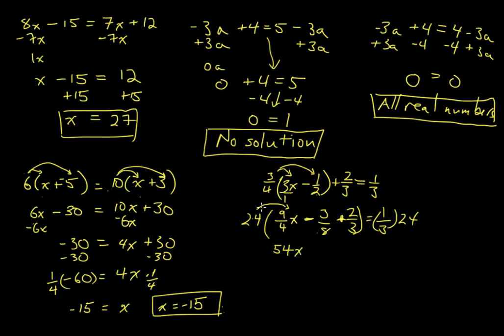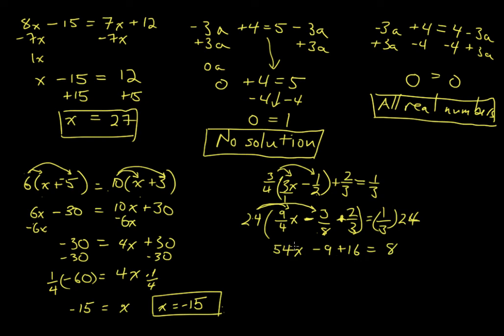x. Let's take 24 times this one. Well, 24 divided by 8 is 3. And then just take 3 times 3, so that's minus 9. 24 divided by 3 is 8. 8 times 2, 16. On this side, I've got 24 times 1/3. Well, that's just 8. 24 divided by 3 is 8. 8 times 1 is 8.